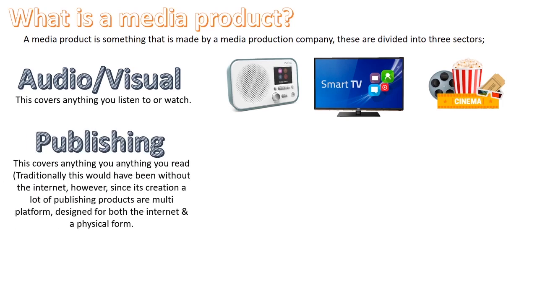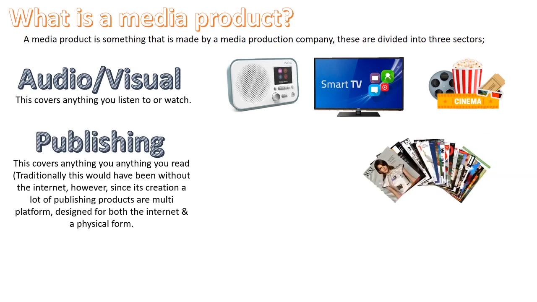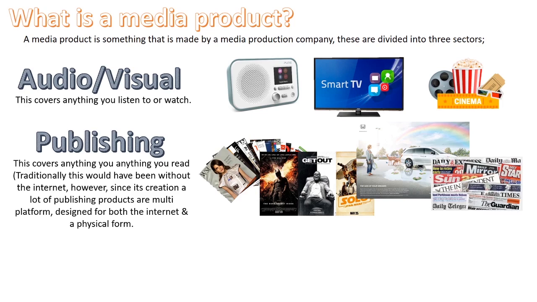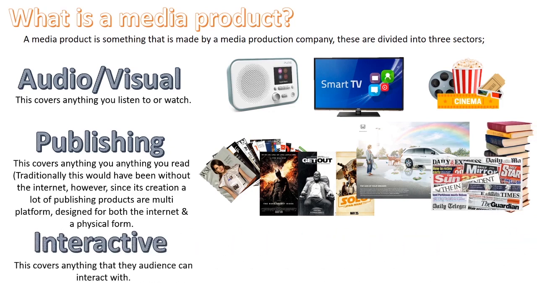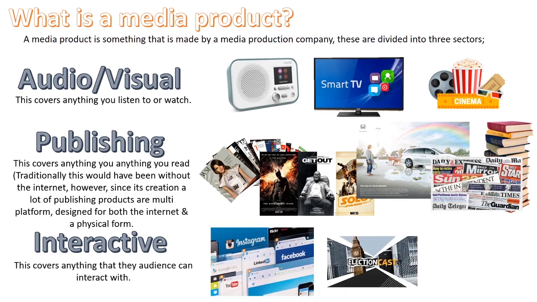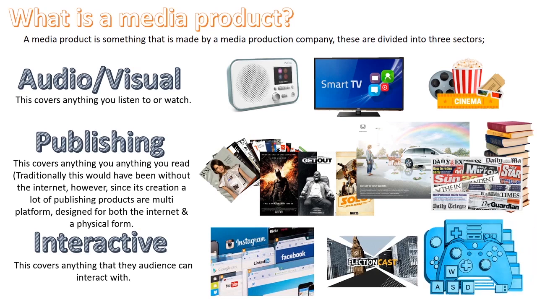Then there'd be publishing. Now this has changed because of the internet, but traditionally we can still look at the basis. So magazines are published, film posters, adverts, obviously newspapers, and there are books. This isn't a comprehensive list, but it just generally gives you an idea about what the publishing sector produce. And then there's the interactive. This covers anything that audiences can interact with generally. So you can think of social media and websites, podcasts such as Electioncast on the BBC, and games, for example. All of these sectors have different products that are associated with them.